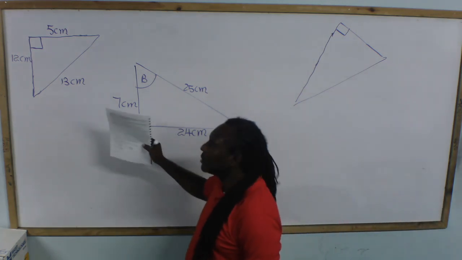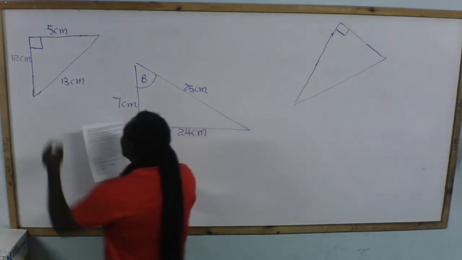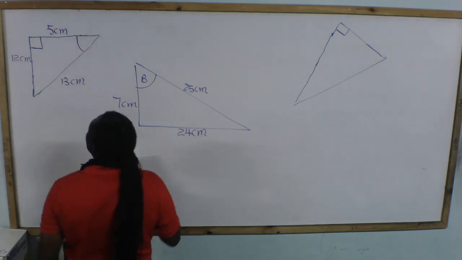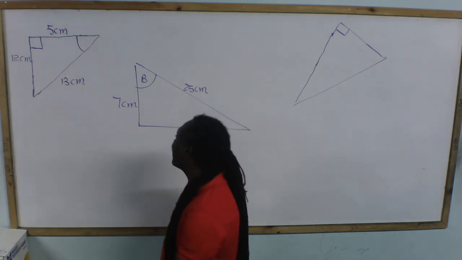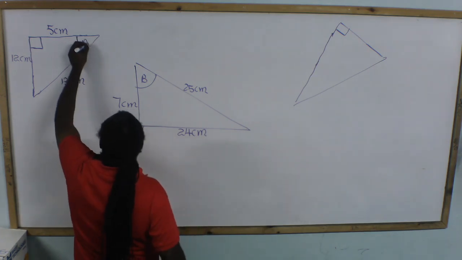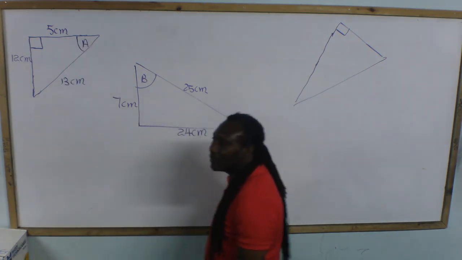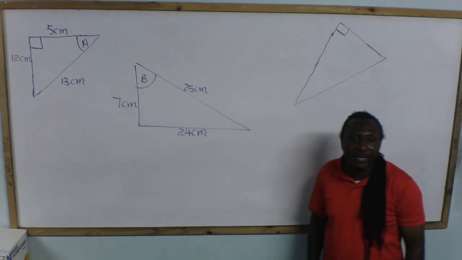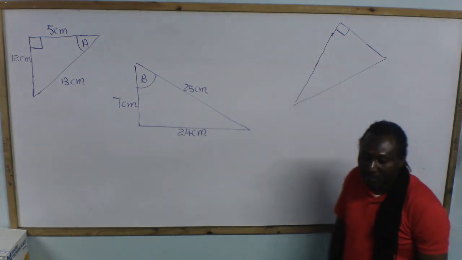You need that, please? Now for this one, you just need to say the specified angle is an angle that is specified. You need to identify which one is opposite to that angle, which one is adjacent to that angle. And also, you need to be able to identify the hypotenuse.